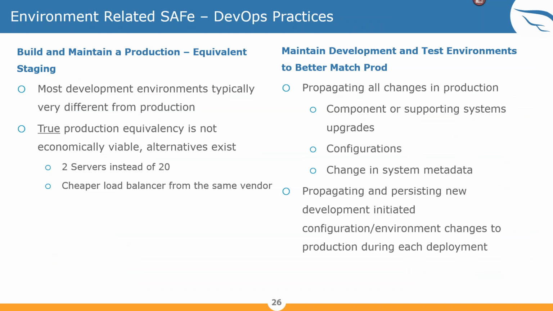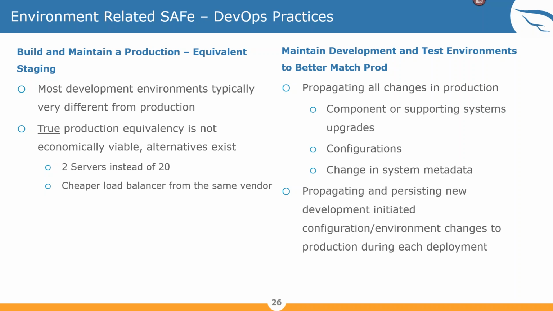So two other concepts that we're combining here are things related to the environment. So first, the concept of this production equivalent staging. Most organizations typically, obviously, have a different environment in production, basically because of the economics of it, both maintaining it, both from a cost and a maintenance level. So you may have 20 servers managing your farm in production. Well, we're probably not going to replicate that in staging. We may use 2 servers instead. So how can we do that, though, to maintain equivalency?